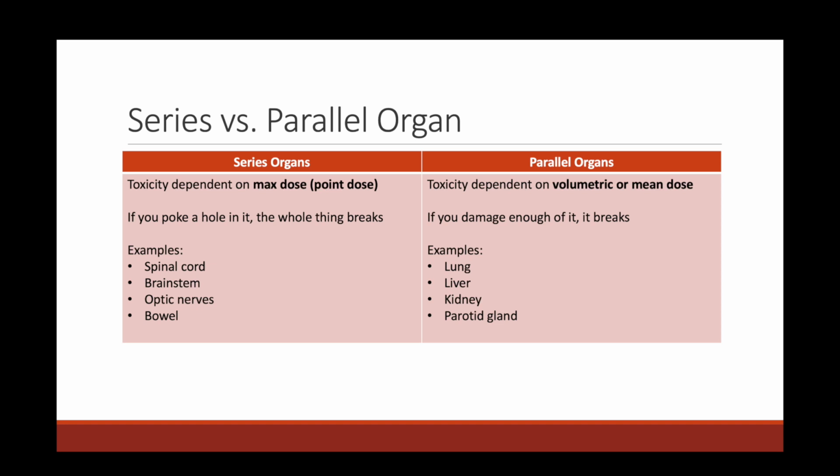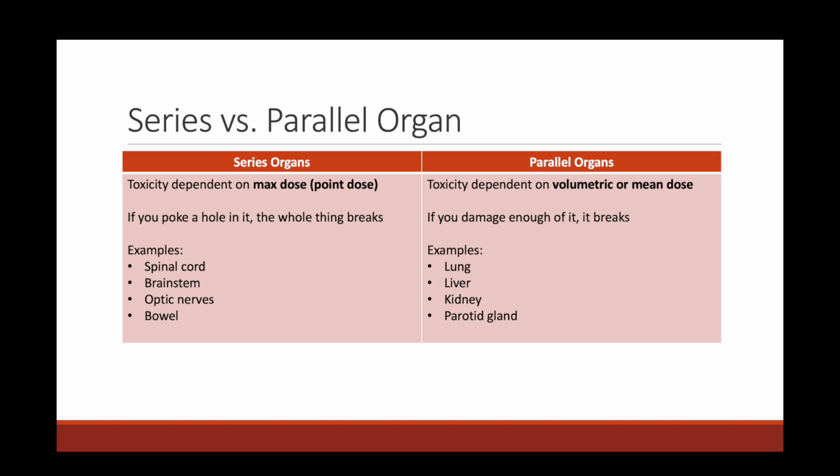On the other hand, parallel organs are organs that are kind of arranged in concentric functional units, just like a parallel circuit. So think of things like the lung, the liver, the kidney, the parotid gland. These are all organs that have functional subunits. For example, for the lung, we have the alveoli. For the kidney, we have the nephrons. And there are multiple of these functional subunits that are all arranged together.